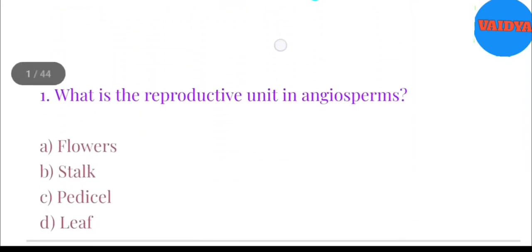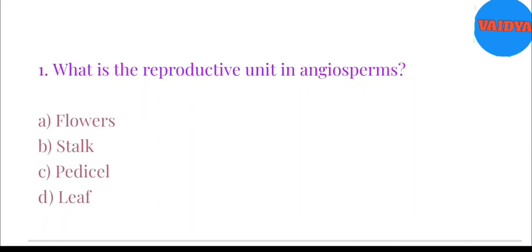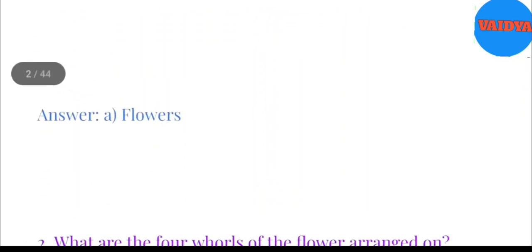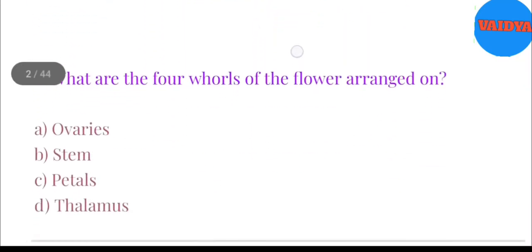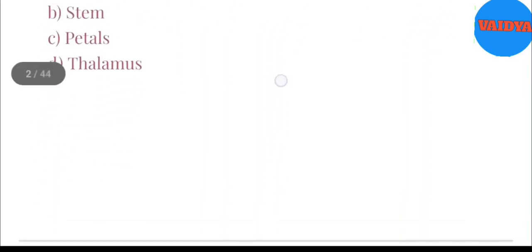Multiple choice questions. 1. What is the reproductive unit in angiosperms? A. Flowers. B. Stalk. C. Pedicel. D. Leaf. Answer: A. Flowers. 2. What are the four whorls of the flower arranged on? A. Ovaries. B. Stem. C. Petals. D. Thalamus. Answer: D. Thalamus.